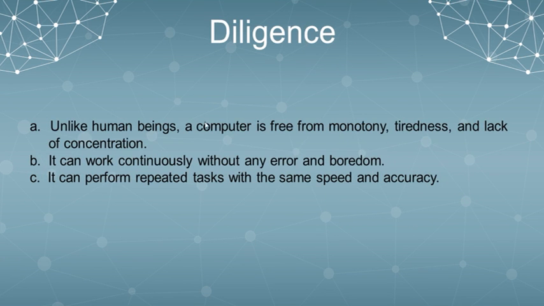Next, diligence. Unlike human beings, a computer is free from tiredness and lack of concentration. As we know, a human being cannot perform the same task again and again with the same accuracy, but a computer can. It can work continuously without any error. It means the computer helps us without any problem.